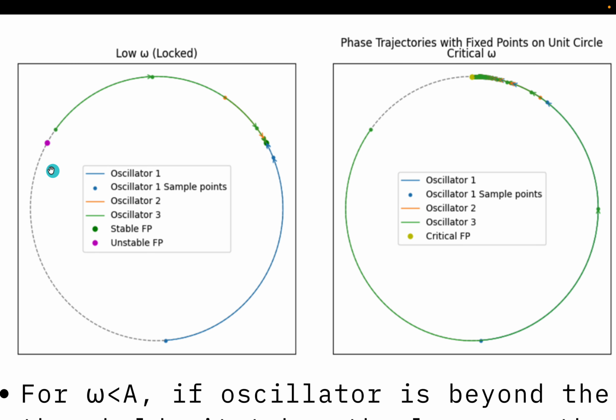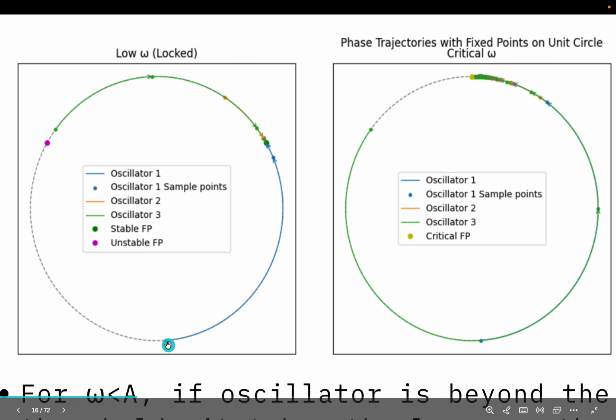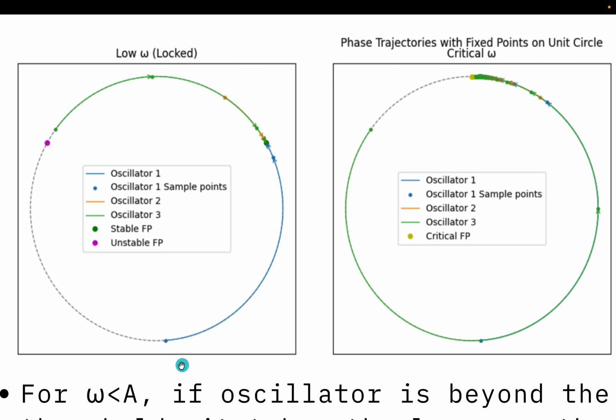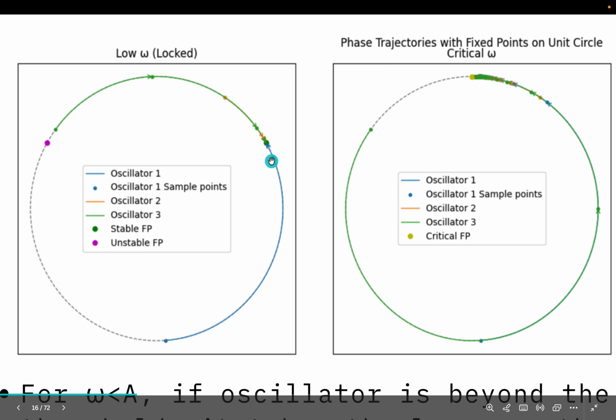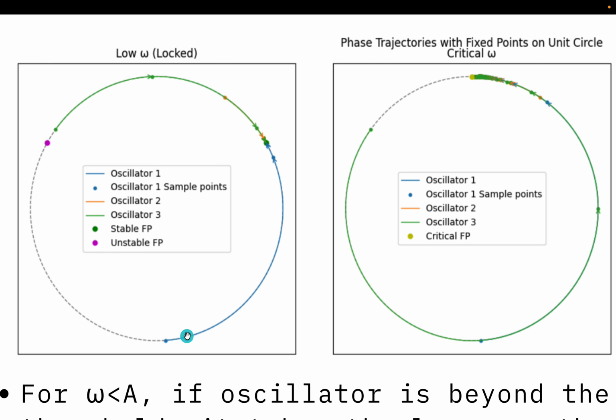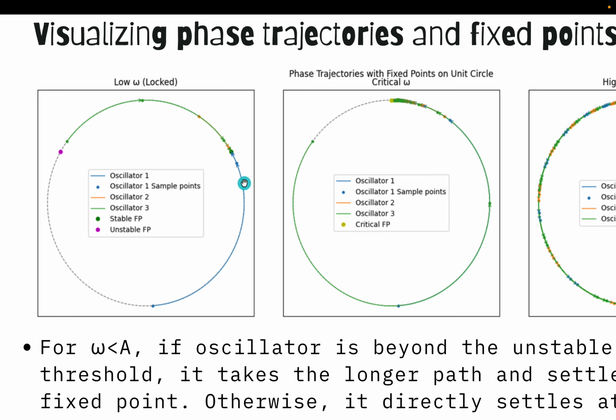But if the oscillator lies in the longer arc, for instance the blue one starts here, then it takes the longer path. Everything will always come and settle at the stable fixed point, not the unstable fixed point, but it takes a longer path.